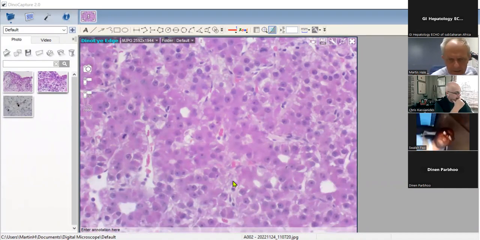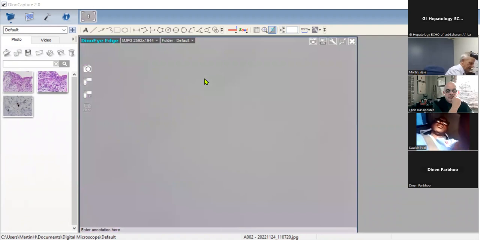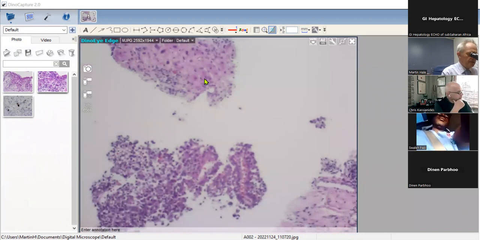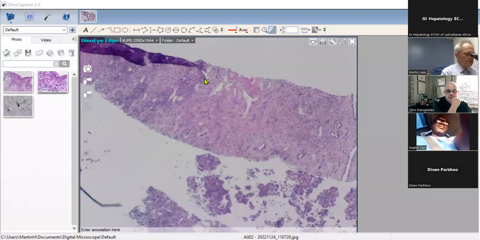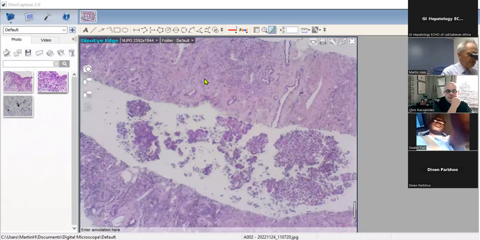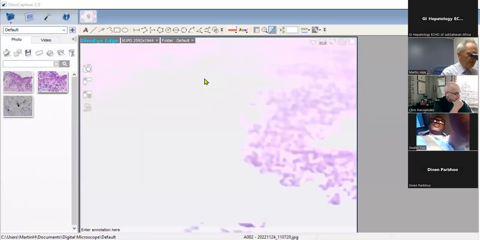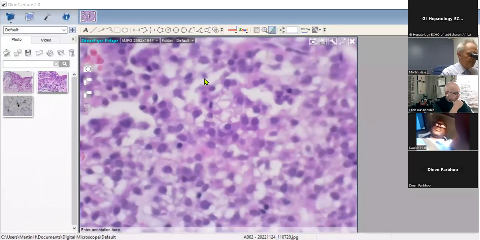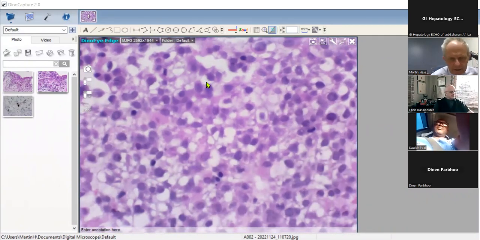Okay. Notice some of these cells are clear, the eosinophilic cytoplasm. So that's the previous case. So now we're going to go to the current case. And when we go to the current case, you can see that we've got multiple portions of tissue. You can see that we've got fragmentation. And what I'd like you to do is compare the photograph that you've just taken of the previous case and compare it to those. And I think you'll agree that there is some similarity.